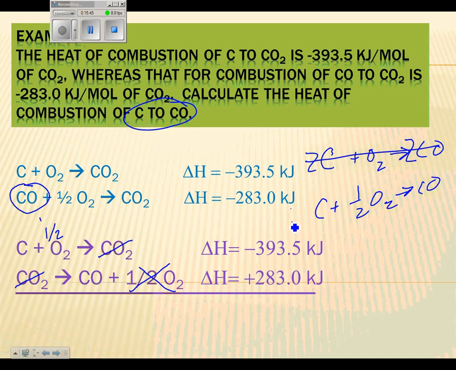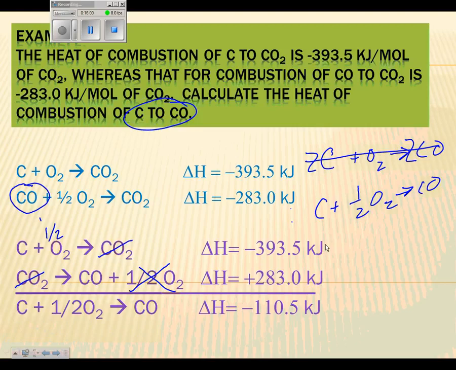Now, if I had done this and it asked for the combustion of carbon, if it asked for 1 mole, I would need to make sure that I did it in terms of 1 mole like I've done here. But if they had asked for the entire reaction balanced, you would have had twice that enthalpy value. Okay.